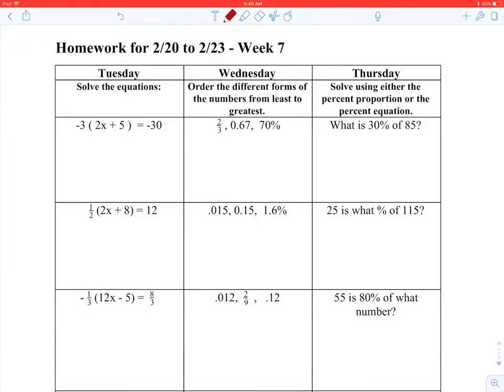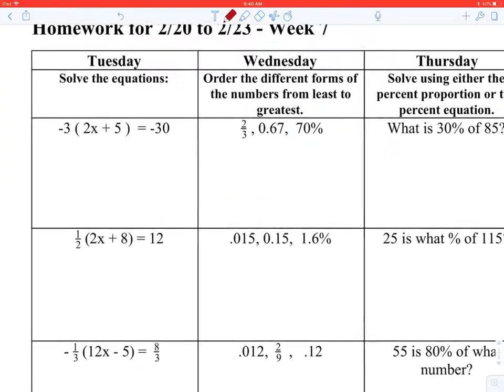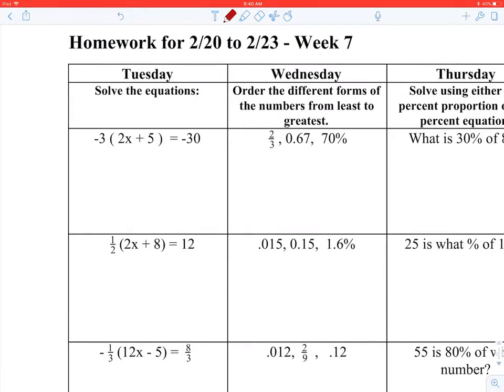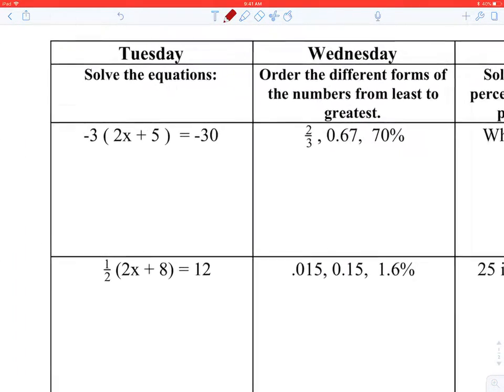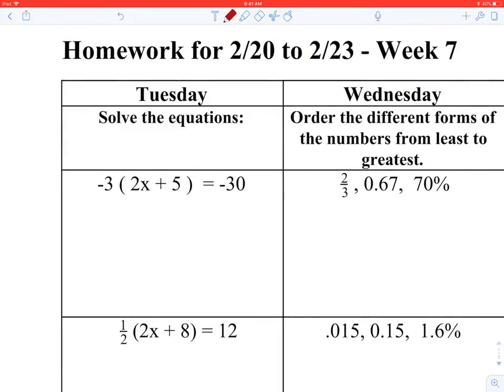In this video, we're going to be going over the Tuesday column for the Week 7 independent practice, Week 7 homework. And the Tuesday column asks us to solve some equations, which luckily we've been working with for a while now if you're just now watching this video. And so hopefully you feel a little bit more comfortable now with solving equations if you didn't during the time that this homework was due.